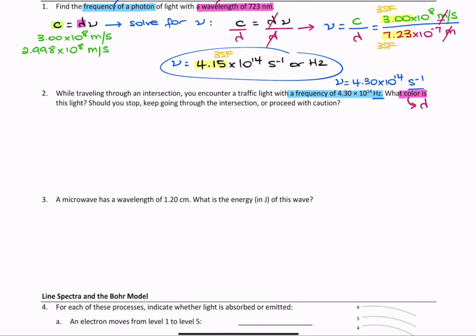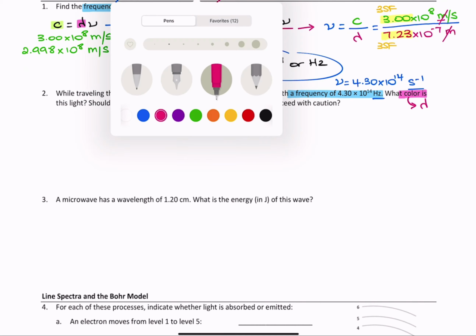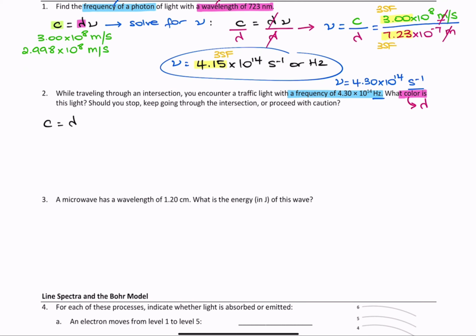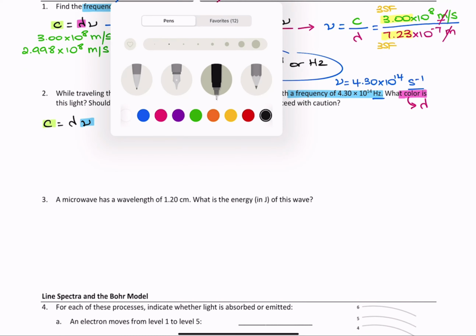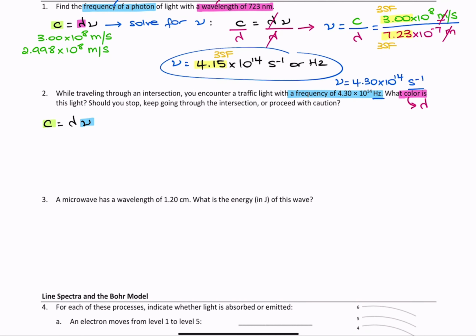We're going to be using again the c equal lambda nu, but this time we are given the frequency. We know the value of the speed of light, which is given. So what we'll do is solve for lambda by dividing on each side by nu. So my nu cancel. Therefore we're solving for lambda, and we get that lambda is equal to c over nu.